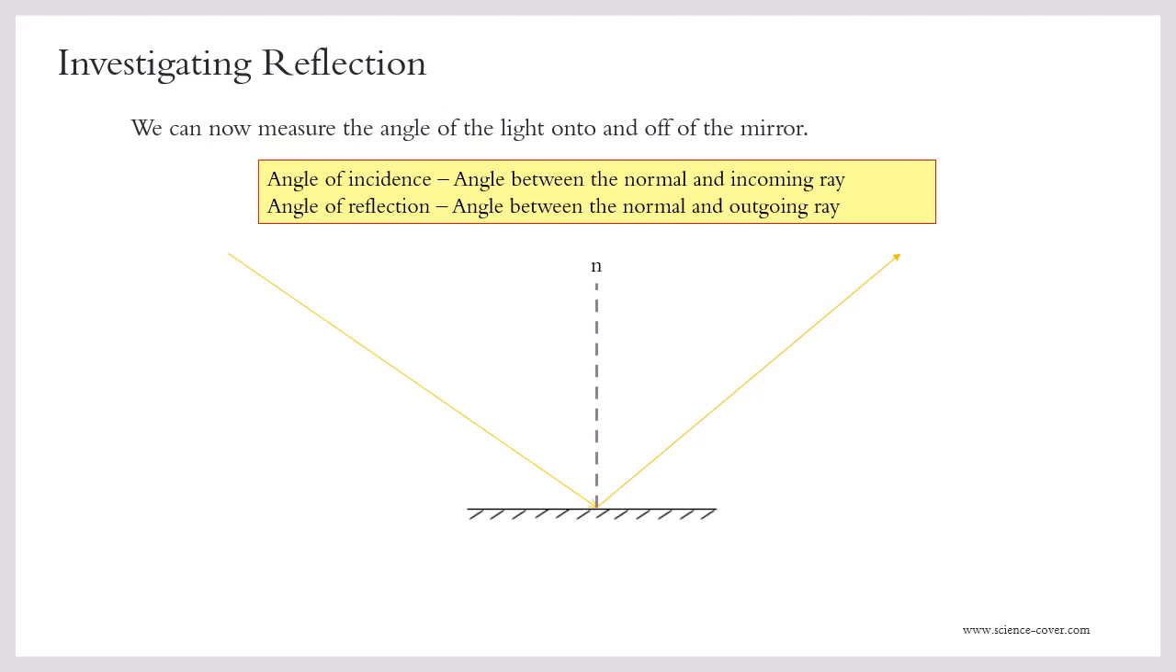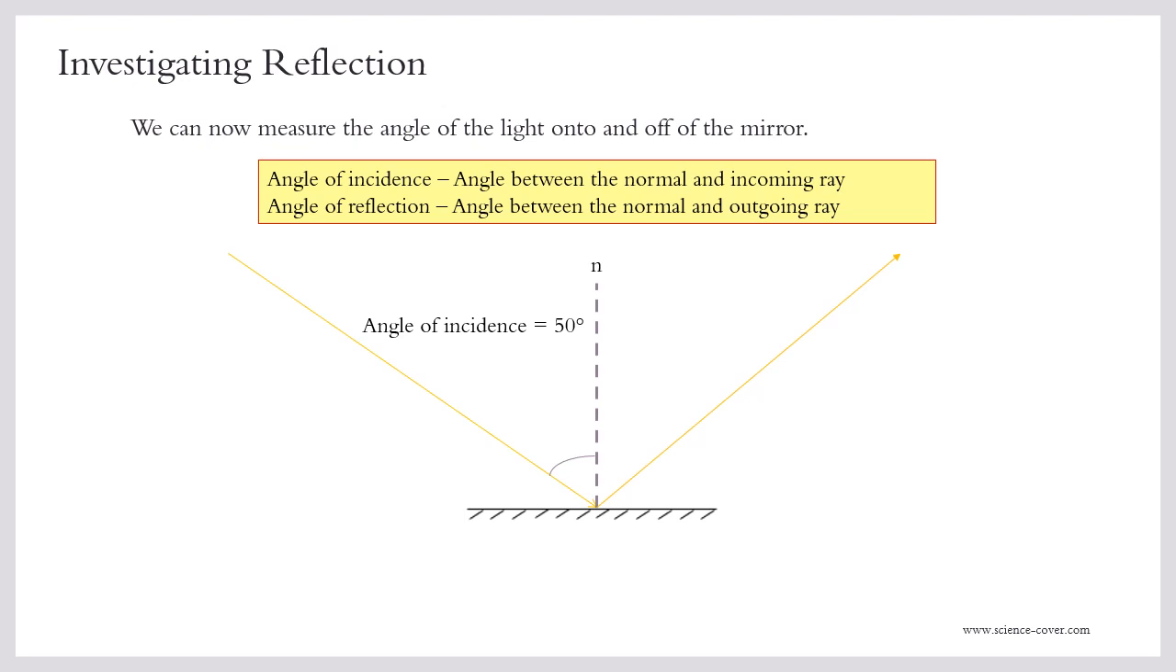We can now measure the angle of the light onto and off the mirror. The angle of incidence is the angle between the normal and the incoming ray. And in this diagram, that angle is 50 degrees.